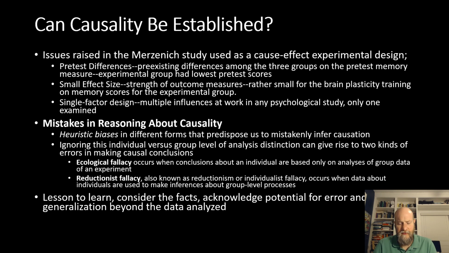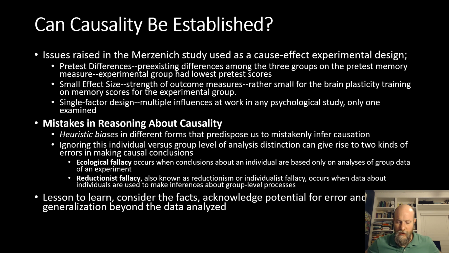But heuristic biases in different forms predispose us to mistakenly infer causation. We, as human beings, look for causation. We have a tendency to make assumptions about cause and effect when, in fact, they're just not there. We often mistake correlation for causation, and so we're guilty of this in a lot of different ways. And it's just a part of how our brains tend to work, and it's something we have to be mindful of, and we have to understand about our desire to attribute causes to effects.